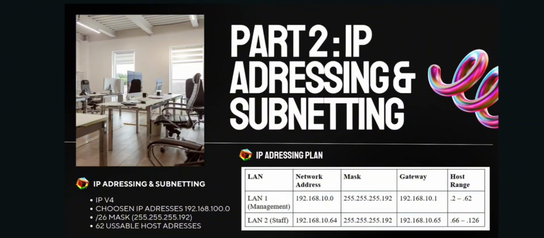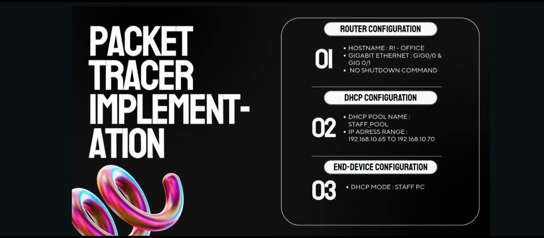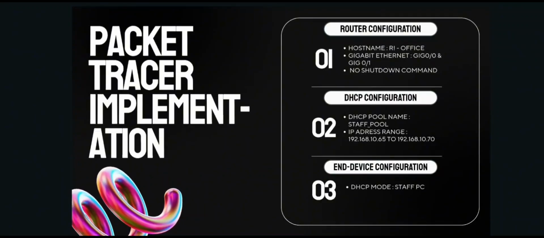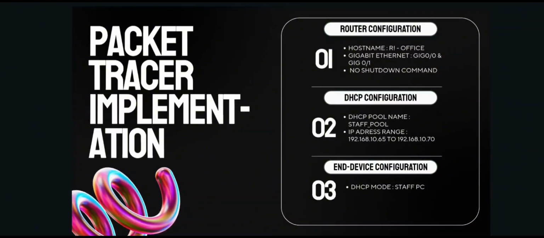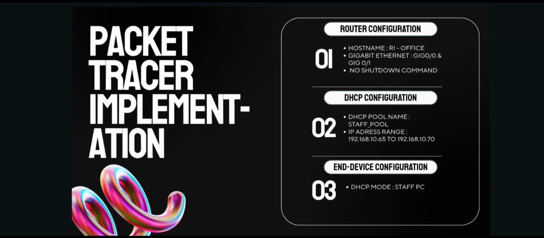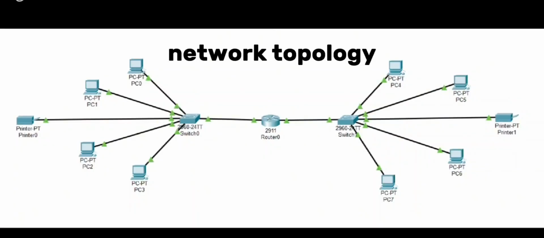Now I'm going to move on to part 3, which is the Packet Tracer implementation. In this part, I'm going to explain how we implemented the network design in Cisco Packet Tracer. First, I'm going to tell you about our network topology. It consists of one Cisco 2911 router, two Cisco 2960 switches, and 10 end devices, including the PCs and the printers.